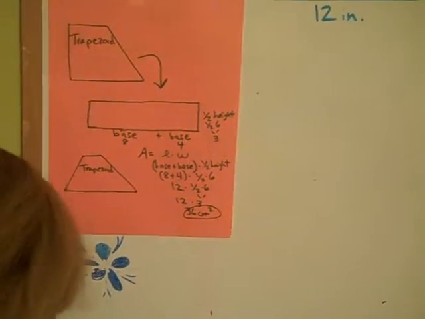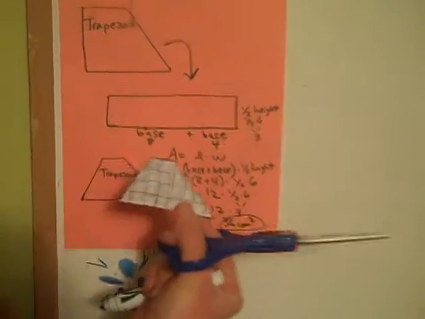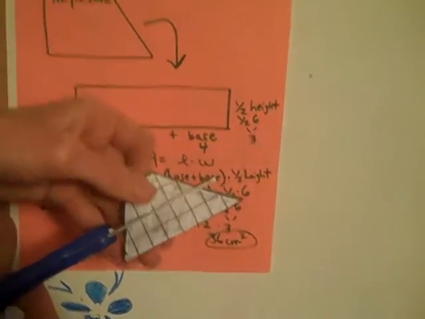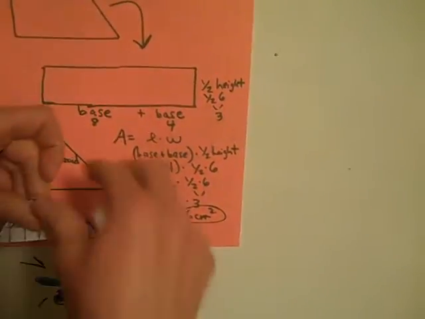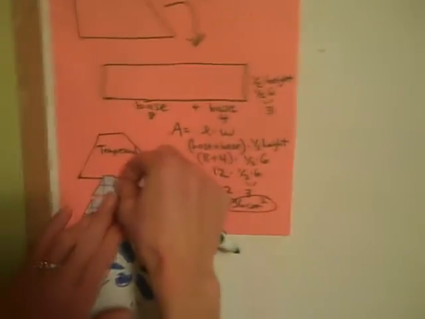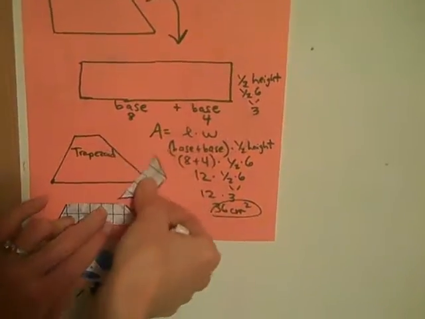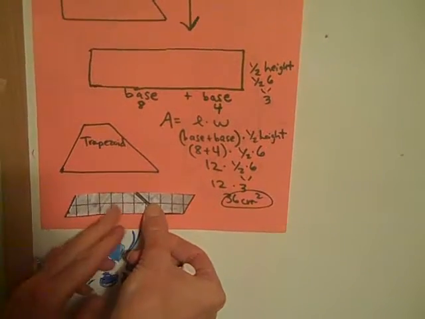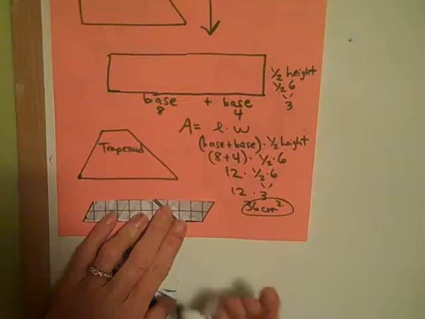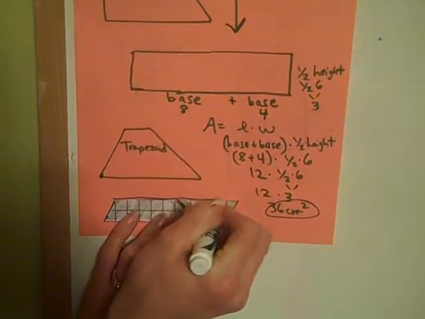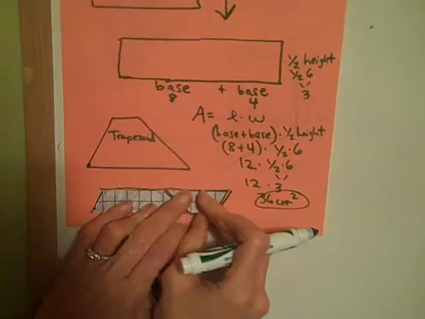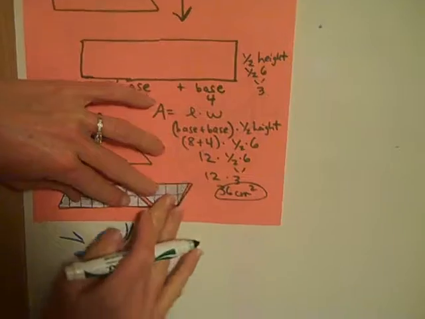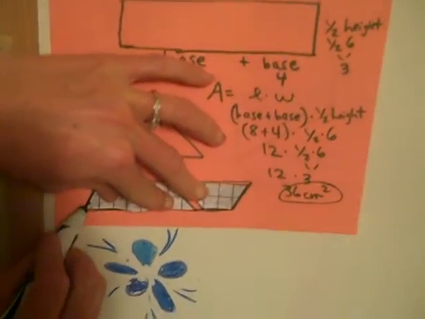I'm going to show you one other one. So I'm going to take a trapezoid that looks a little different. Take my two bases, go halfway, cut it in half. See what this one forms. Take that, cut it in half. I'm going to take the top slice, move it over, rotate it, and what does it form? A parallelogram, which has the same formula as a rectangle, length times width, but we say base times height.